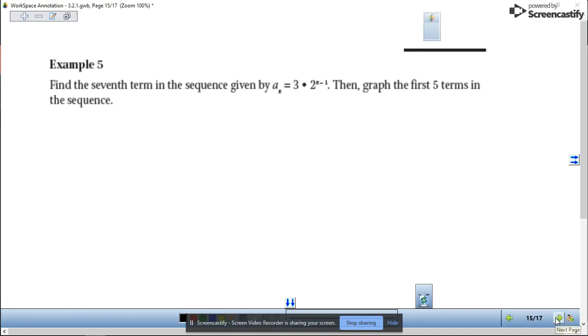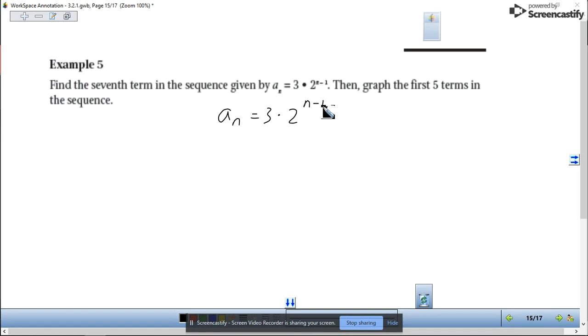Next example. Find the 7th term in the sequence given this. a sub n equals 3 times 2 to the n minus 1. We're dealing with exponents. That's a hint right there that this is what you would call a geometric sequence, which we'll spend more time talking about later. But we're repeating multiplication here as opposed to repeating addition.